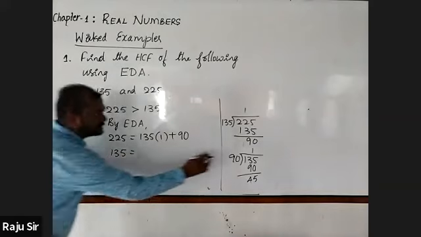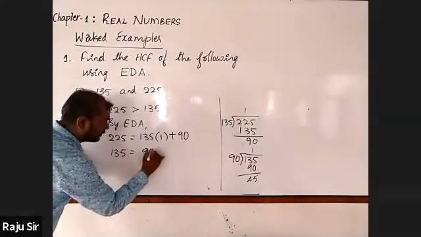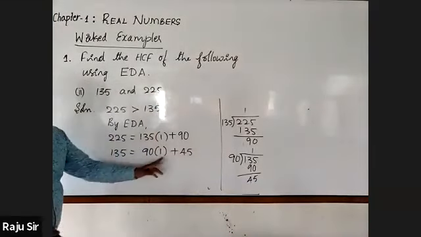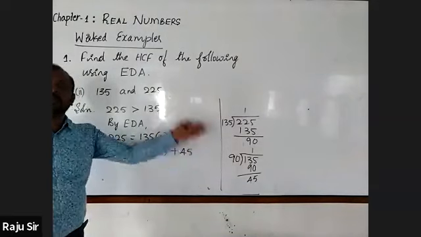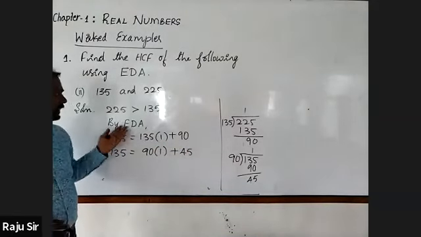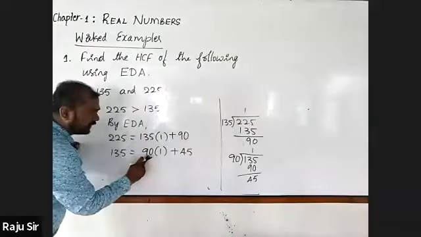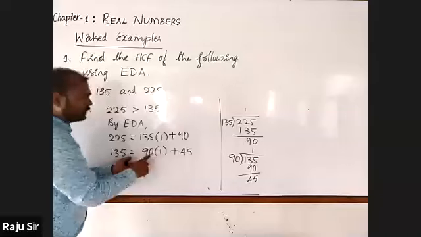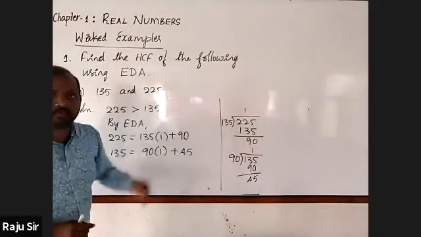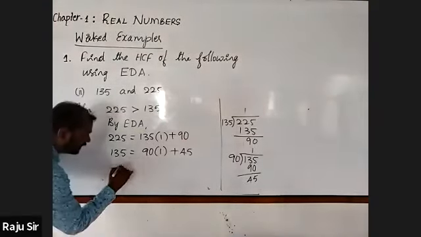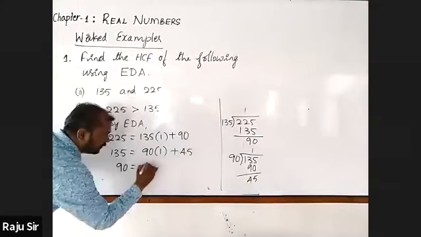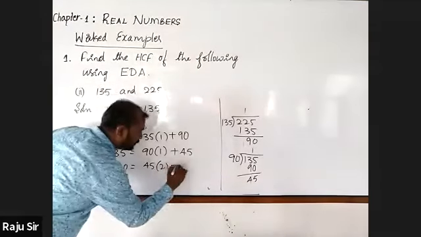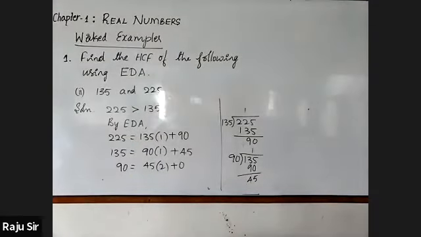135 can be written as 90 ones plus remainder 45. Again, the remainder is not equal to 0. Hence, again continue to apply Euclid's division algorithm. Divide 90 by 45. It's very simple. These two are very simple numbers. 45 twos are 90. No need to use the working column. Write it directly: 90 can be written as 45 twos plus remainder 0.